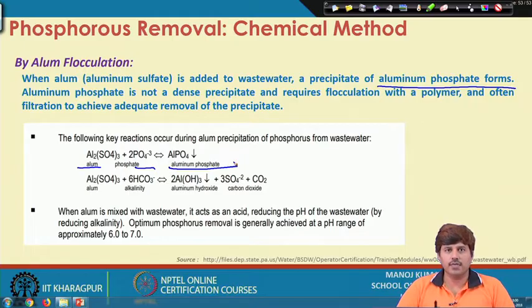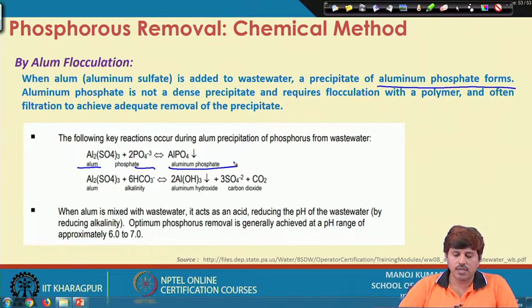And then we can make it settle, make it precipitate, or we may actually need to go for filtration as well, because of the presence of the microflocs of aluminum phosphate in the system, okay.